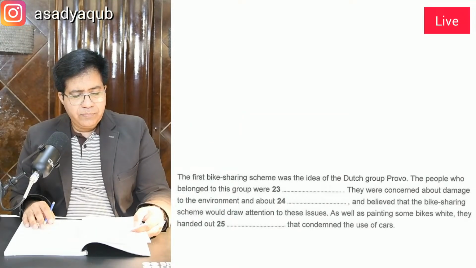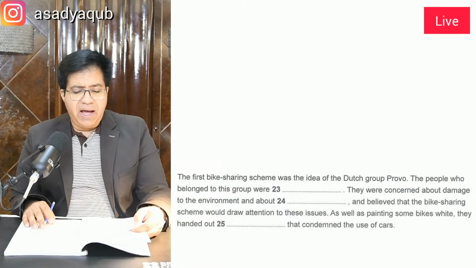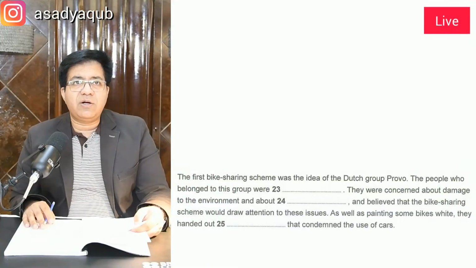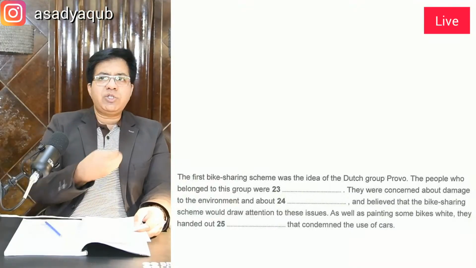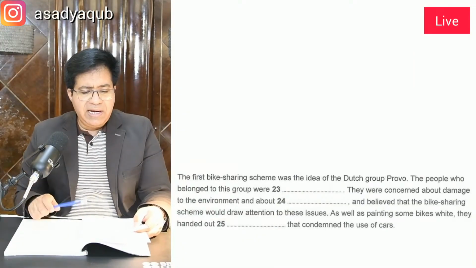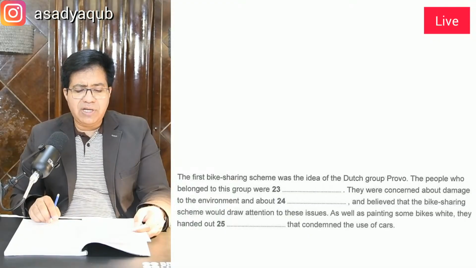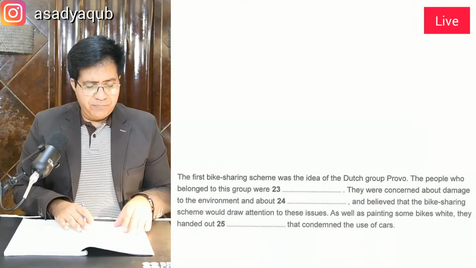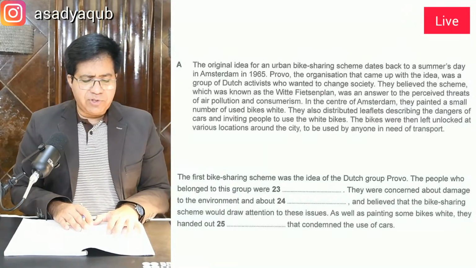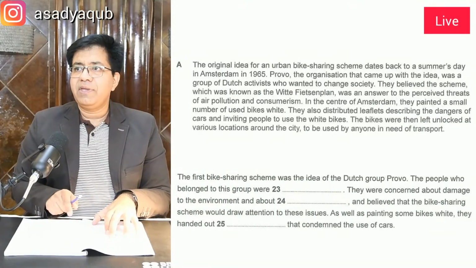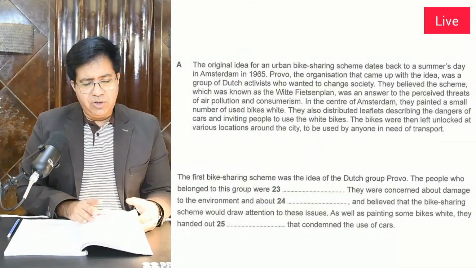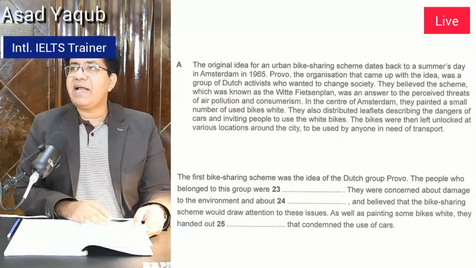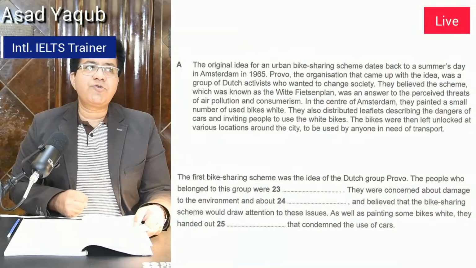Let's go on. I'm reading question number 25. As well as painting some bikes white. Now painting and white, this is our clue word. As well as painting some bikes white, they handed out. Handed out means to give away, to distribute. They handed out blank that condemned the use of cars. So we come back. Same paragraph, third last line after full stop. They also distributed. What did they distribute? Leaflets describing the dangers of cars. So what is the answer? Leaflets. Handed out. What is the word for handed out? Distributed.